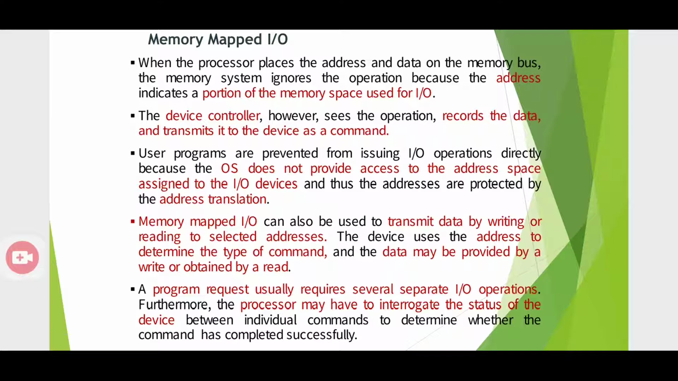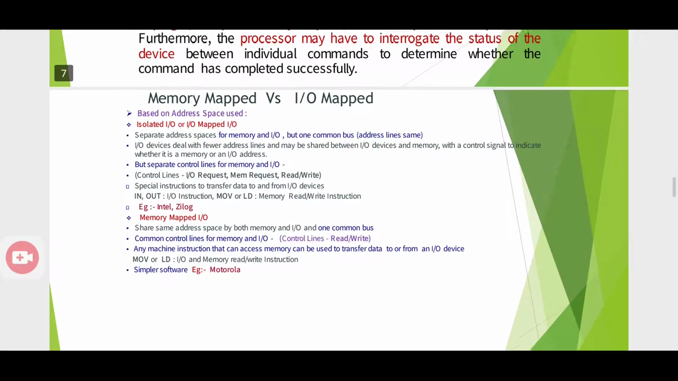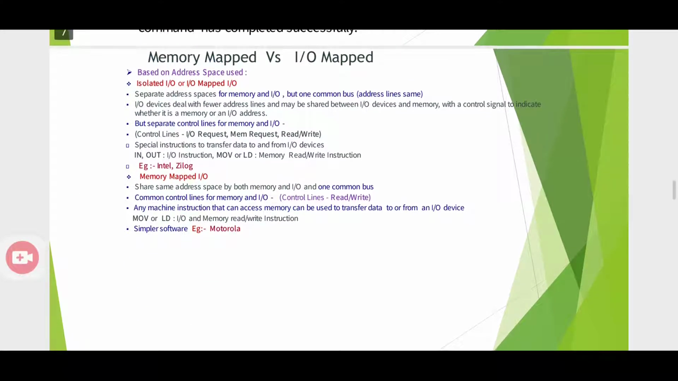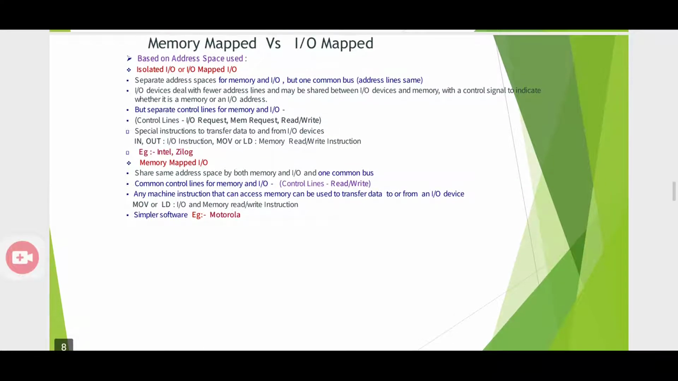So we have another mechanism along with memory mapped IO, that is isolated IO or IO mapped IO. Here the address space used for memory and IO devices is different. Separate addresses for memory and IO, but one common bus is there. That means the address bus, data bus and control bus are the same for connecting IO devices to the memory. But the address space is different for memory and IO devices.